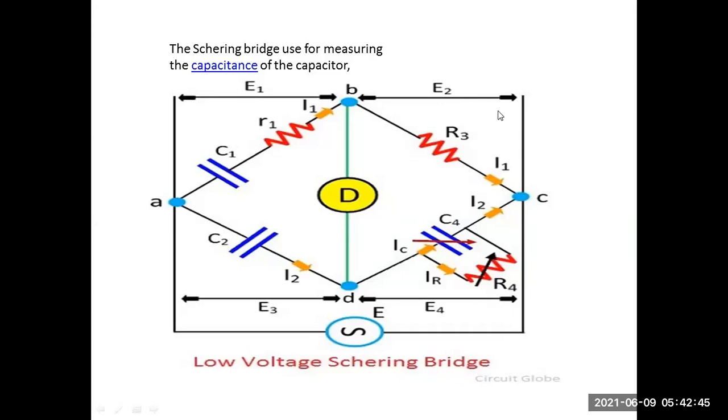The dielectric constant gives us information regarding the character of the dielectric material. By the Schering bridge method, we can find the capacitance of the capacitor using a Wheatstone bridge type of phenomenon. So what is our aim? Our aim is to find out the unknown capacitance. This is R1. We are finding out the capacitance, right?